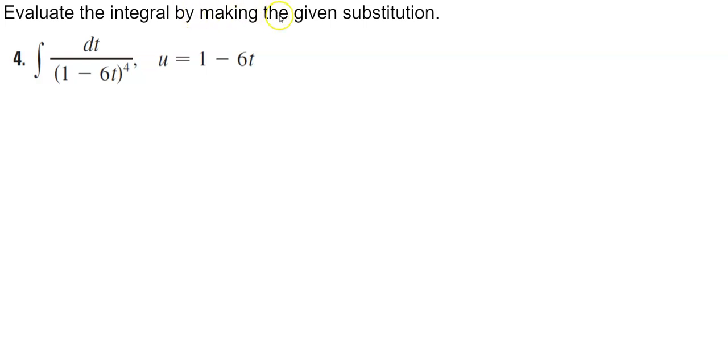Evaluate the integral by making the given substitution. So we have the integral. Well, in the numerator, we have dt, which is the same thing as 1 dt. So keep that in mind. So you have 1 dt over the parentheses 1 minus 6t to the power of 4.